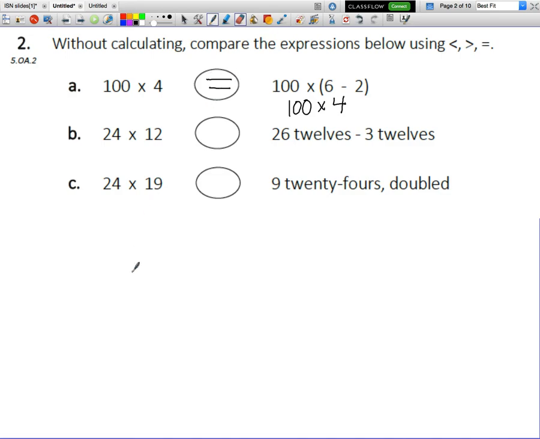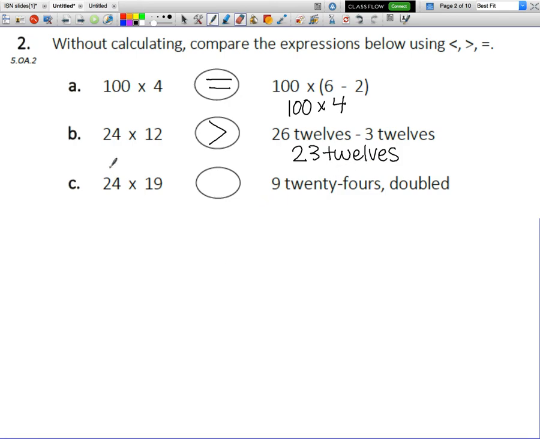Over here, so we have 24 times 12. And then we have 26 12s minus 3 12s. Remember, we are in unit form, so we can just subtract these two numbers and then make that groups of 12. So 26 minus 3 is 23. So I'm looking at 23 12s right here. Now this is 24 groups of 12. So this expression is greater than this one. 24 groups of 12 is greater than 23 12s.